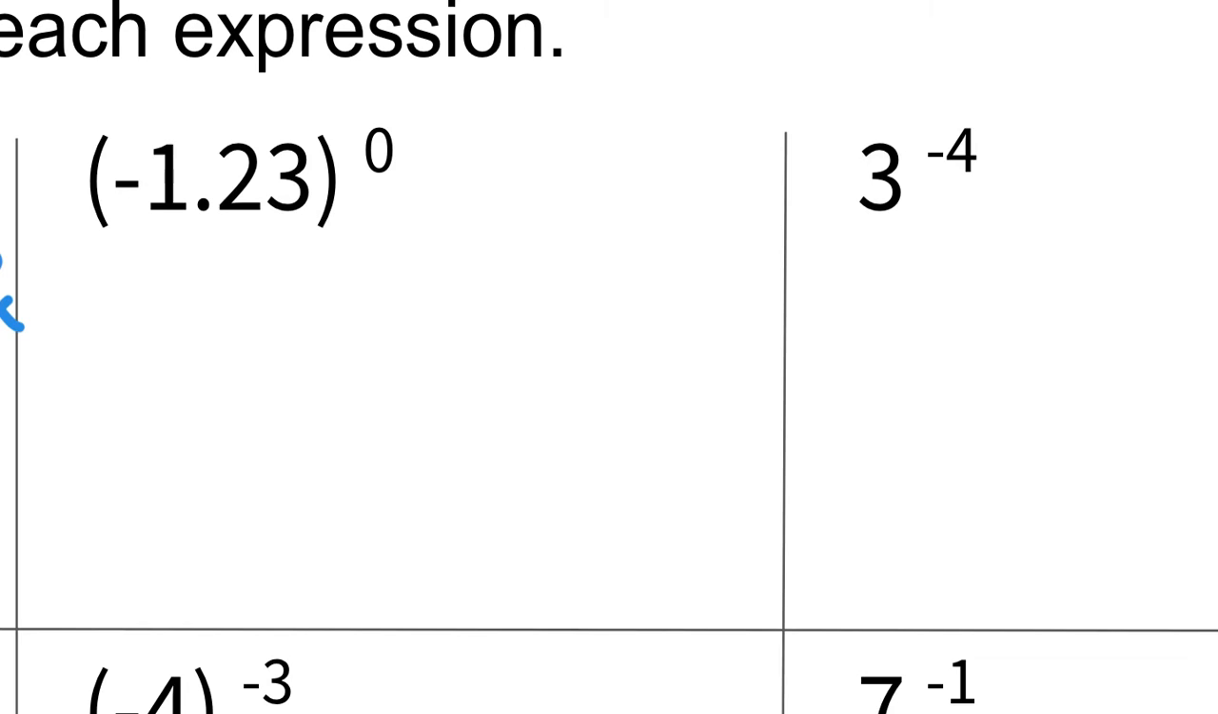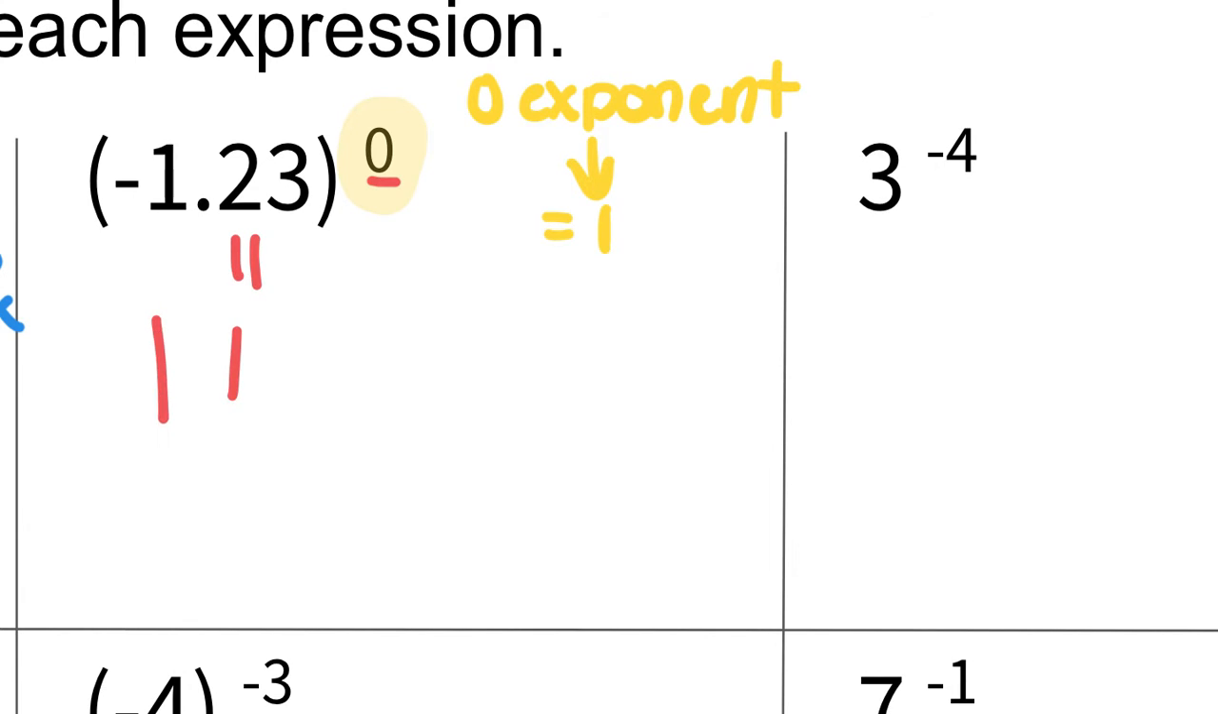For the next example, if I look at my exponent, I have a value of 0. And we know if there's a 0 exponent, it always means that it equals 1. So we can automatically assume here, because I have the 0 exponent, the answer here is just 1.